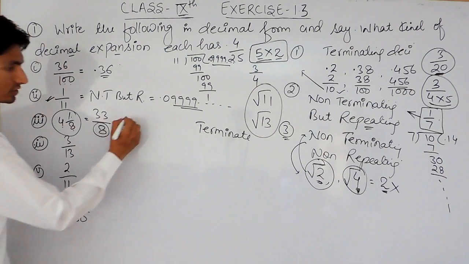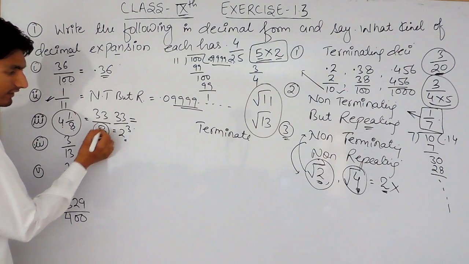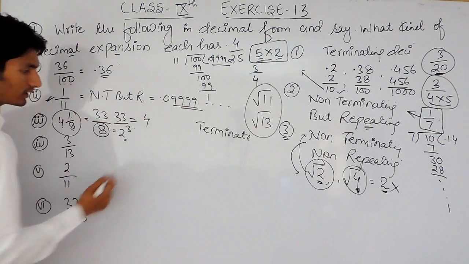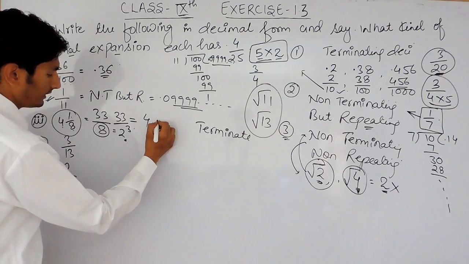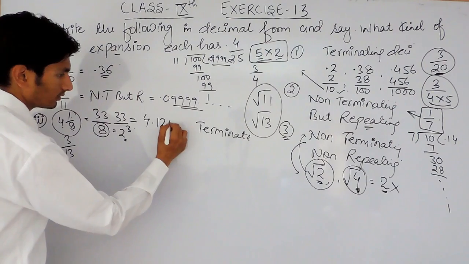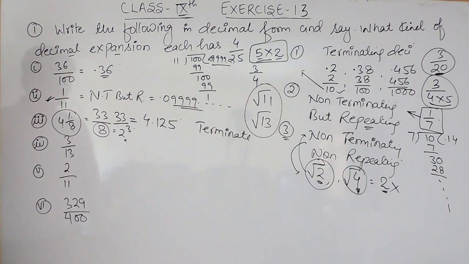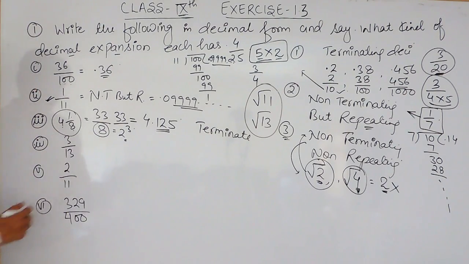And the expansion will be, you have to divide 33 by 8, so 8 4s are 32, remainder 1, and so on. 4.125 will be the decimal expansion for this.